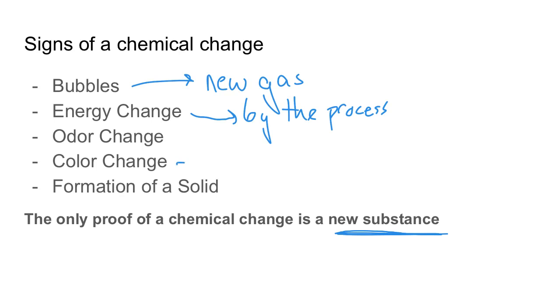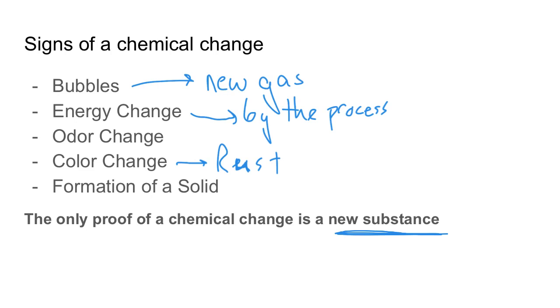We could have a color change. Again, this would be something that would be happening kind of on its own. Rust is a very good example of this, or rust, as I'm writing here. Rust would be a good example of this one because we have iron that's turning a red color. It's a new substance that's formed that gives it that red color. Just painting over the top of something would not exactly be a color change.